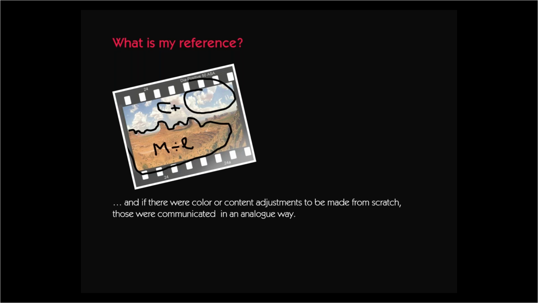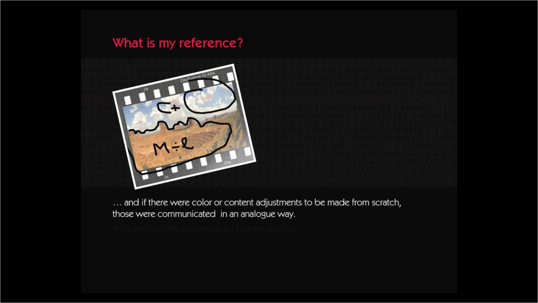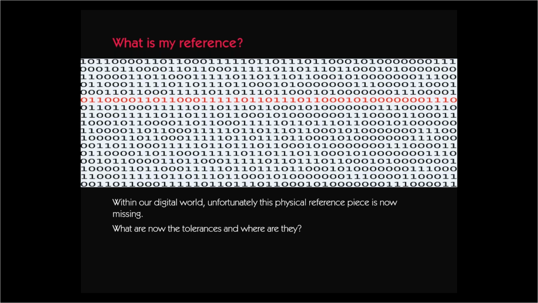And if there was any initial idea that was different from the impression on the slide, it was communicated in an analog way, as you can see here. So any changes we had to make were done in an analog way, with the analog reference we have actually physically in our hands. So now we are digital. Everything is digital now.